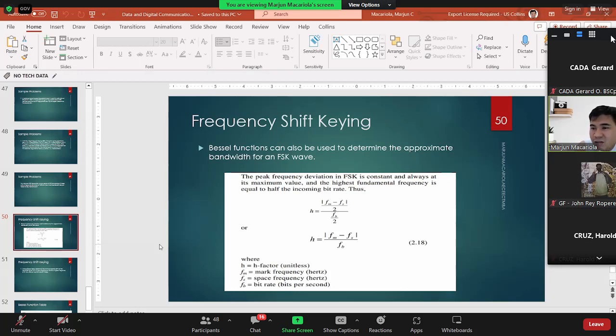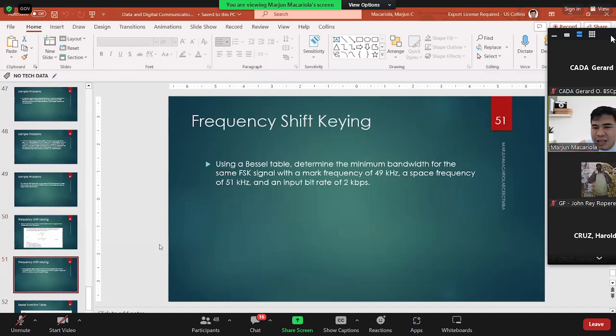Okay? So H factor is equal to the absolute value of Fm minus Fs over 2, all over the input bit rate over 2. Okay? So makita nyo, makakancel lang yung 2. So H factor is equal to the absolute value of the difference of the mark frequency and the space frequency over the input bit rate. Okay? So halimbawa, using a Bessel table, determine the minimum bandwidth for the same FSK signal with a mark frequency of 49 kHz, a space frequency of 51 kHz, and an input bit rate of 2 kilobits per second.